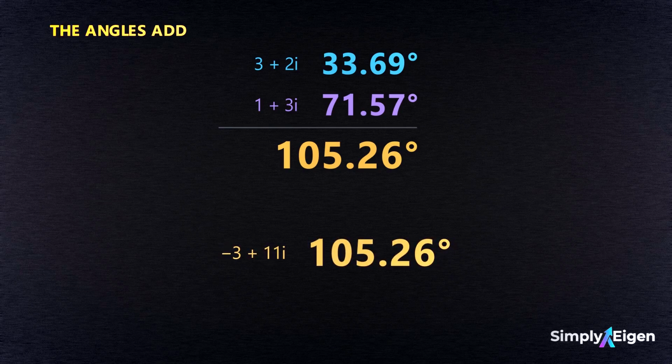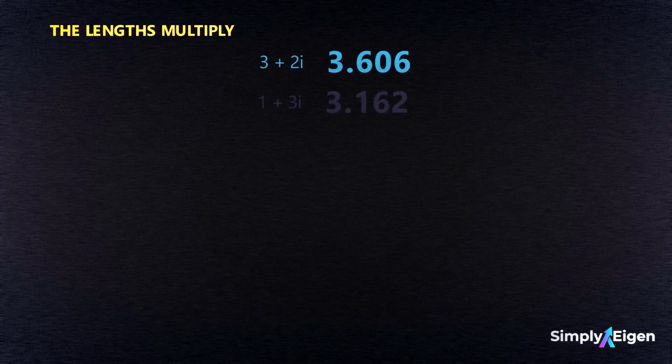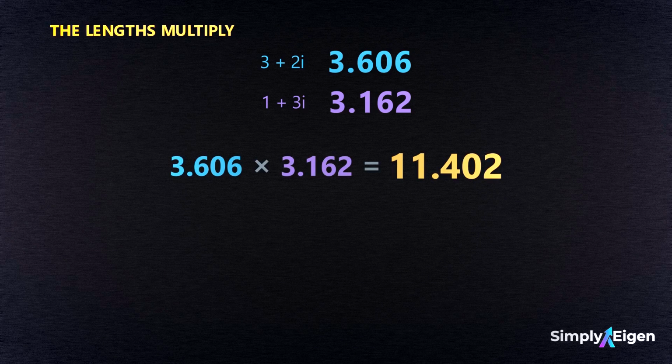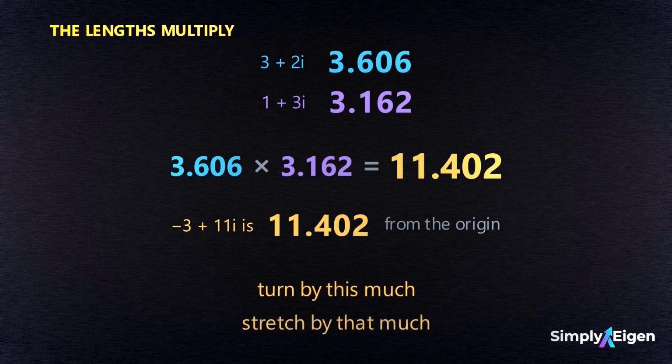When you multiply two complex numbers, their angles add. And the distances multiply. The first point is 3.6 from the origin, the second is 3.16. Multiply those and you get 11.4, which is exactly how far out the answer sits. So multiplication is 2 instructions: turn by this much and stretch by that much. That is all a complex number is, an amount of turning and an amount of stretching.